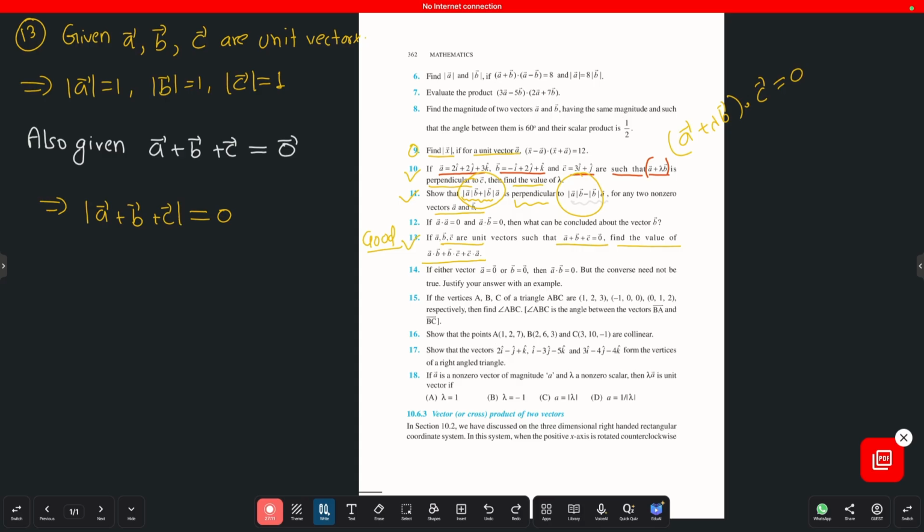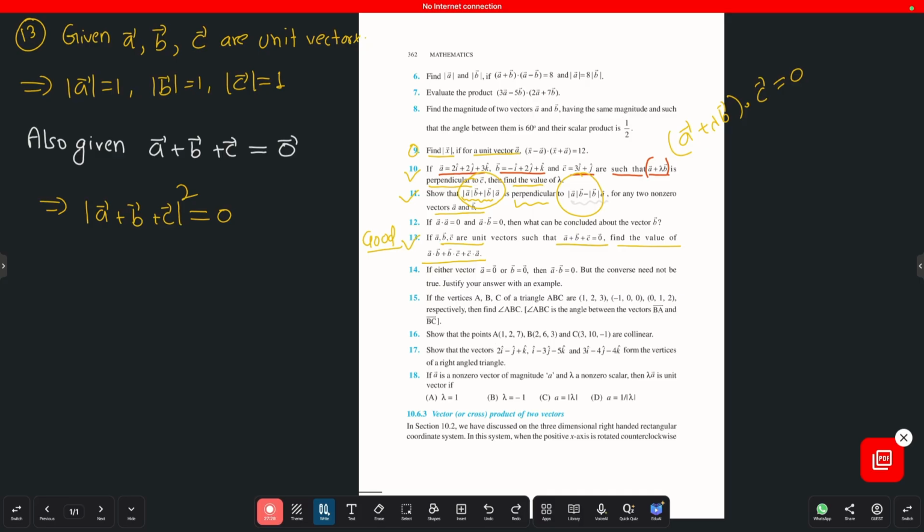Once I apply mod, it becomes scalar. So here I put the vector symbol, but here not, because mod means scalar. If this is 0, it implies its square is also 0. Right now, 0 square is 0. Then how to open this? Mod A plus mod B plus mod C whole square.